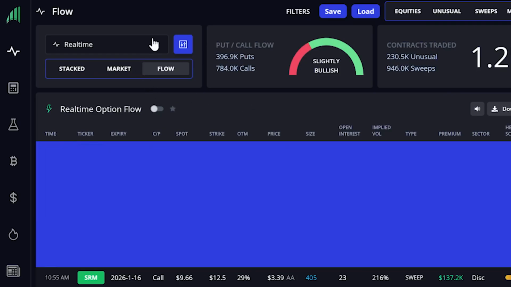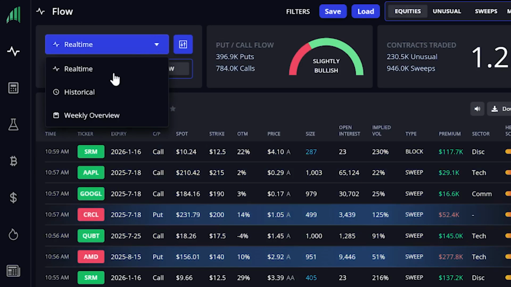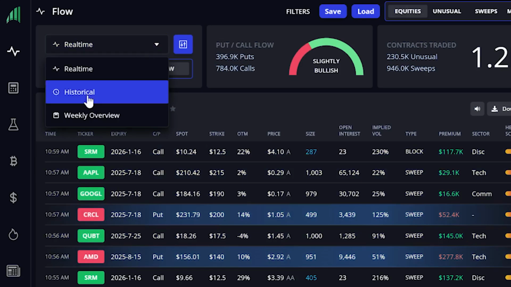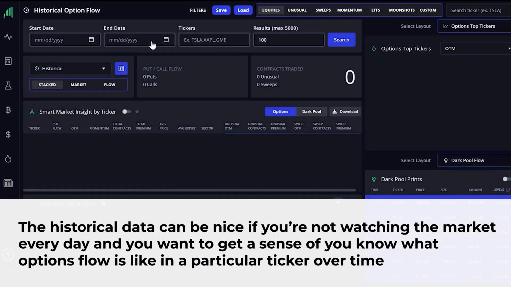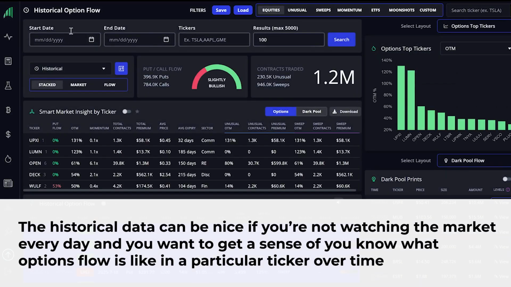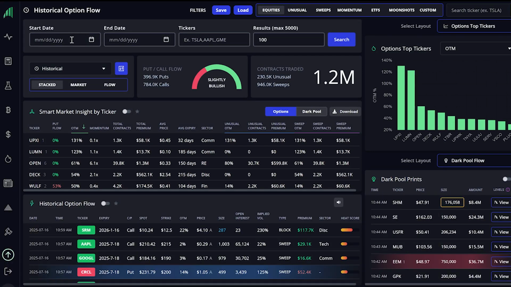So the other thing that you have here in this feed is the ability to look at historical and weekly overview data. The historical data can be nice if you're not watching the market every day and you want to get a sense of what options flow is like in a particular ticker over time. So you can enter a start and end date, look for specific tickers, and even limit the number of results that you're finding here. So this is just a nice way to, again, get an idea of what's going on in a ticker when you're not watching the market every day.